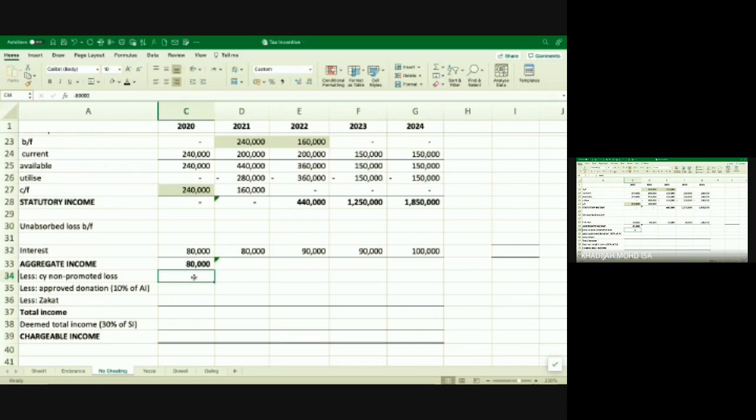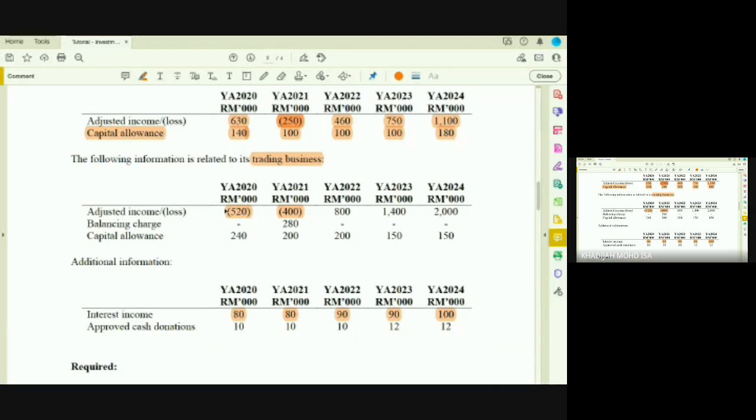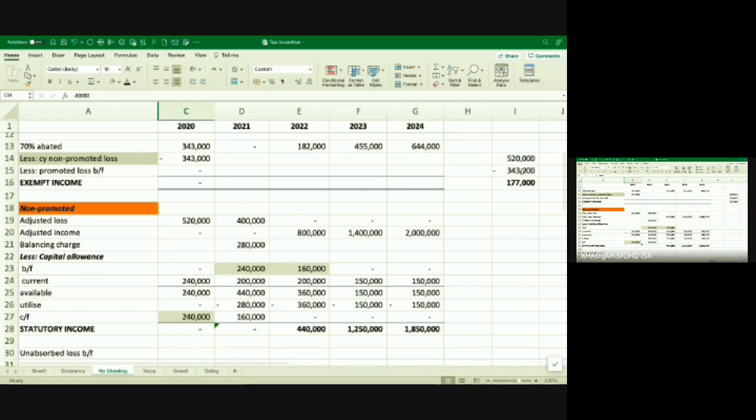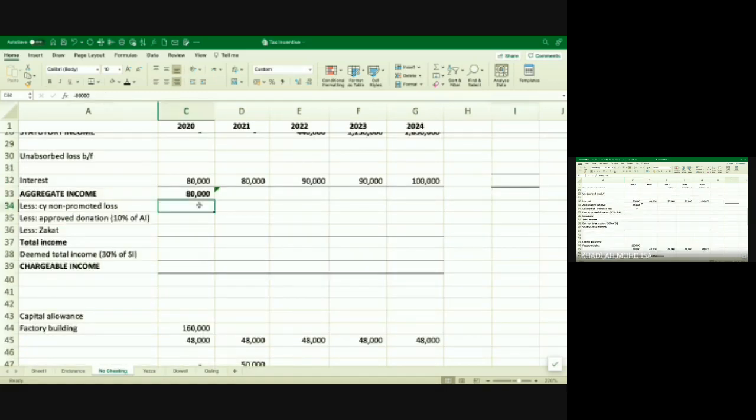How much do you have in non-promoted loss? Initially you have 520, but then that 520 you have utilized against your pioneer status. All right, 343,000. So the balance is 177. So how much are you going to use here? Loss available is 177, but you only utilize 80,000. If you put 177, then you will have a negative income. So that is not acceptable. So that's why you only have to put 80,000.